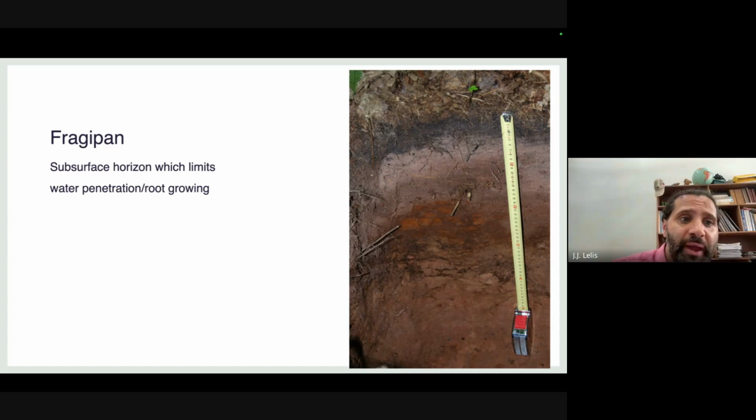and we also have the fragipan. The fragipan is similar to the duripan, but now I can easily break the material. It's something that is not as hard as the duripan. I can see very easily some roots growing and some water penetration because the cementation is not so strong. The duripan formed in the past, but now this duripan is quite degraded. The destruction of the duripan can form a fragipan, okay?